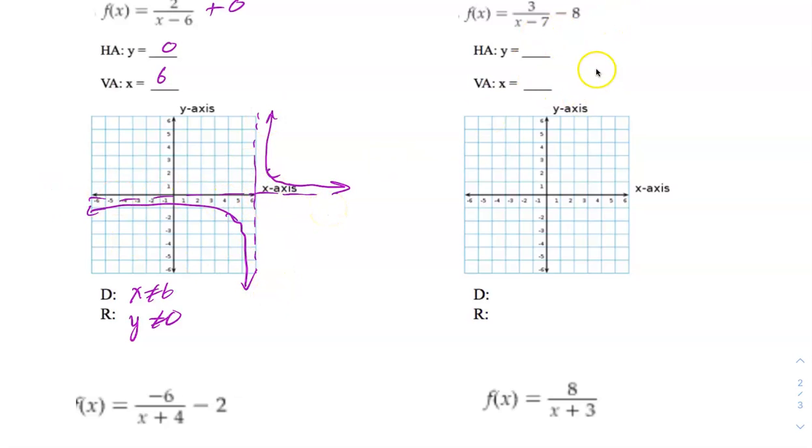The one right here, horizontal asymptote, -8, right? So let's look at your vertical shift. Vertical asymptote, the denominator cannot equal 0, so x minus 7 equals 0, so 7. I am off the grid here, so I'm going to be over here and up here. Oh, -8 down here. Let's say this is -8. A little off the grid.